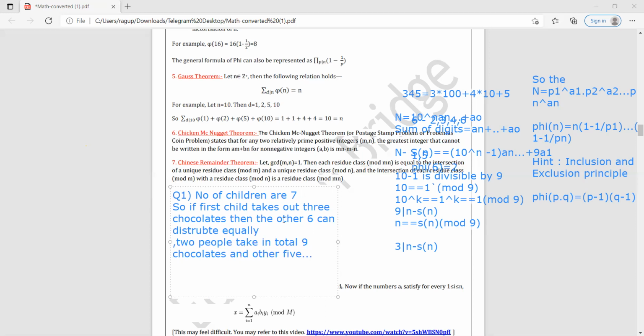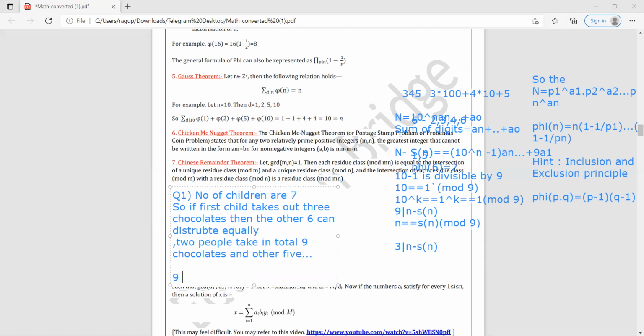So we can represent this problem in the form of congruences. It's a very childish looking problem, but it's actually difficult to solve. The first child takes out 3 chocolates, the other 6 can distribute equally. So if there are n chocolates, then n minus 3 would remain. This means 6 has to divide n minus 3.